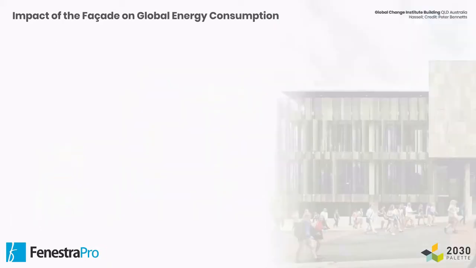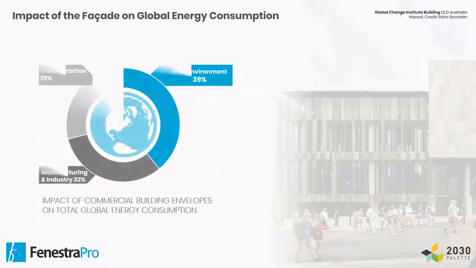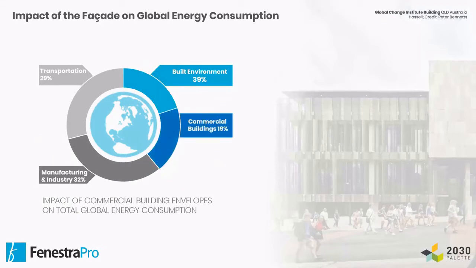So if we take a loose look at how that affects global energy consumption, we know that the built environment accounts for about 39% of global energy use, and commercial buildings account for about 19%, or half of that. And if we say half again is directly influenced by your facade on a commercial office building, we can see that very loosely about 10% of global energy use is directly influenced by your facade, and particularly by the glazing design to that facade.